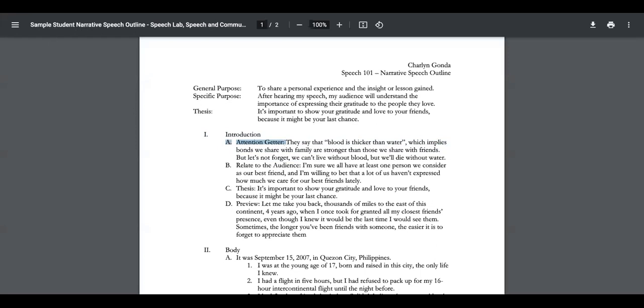They say that blood is thicker than water, which implies bonds that we share with family are greater than those we share with friends. But let's not forget, we can't live without blood, but we'll die without water. So this is something that they have used to get your attention. And it's pretty much worked, because if you read the first sentence with the quote in it, you will be like, okay, what is this? I want to know about this. So it works. That's the first thing that you have. You need a statement which is basically your attention getter. It gets the audience's attention.